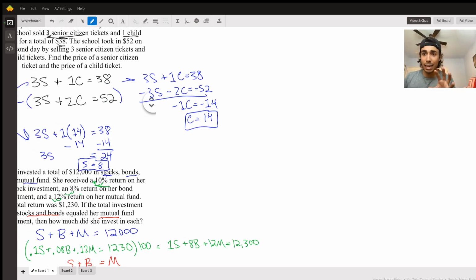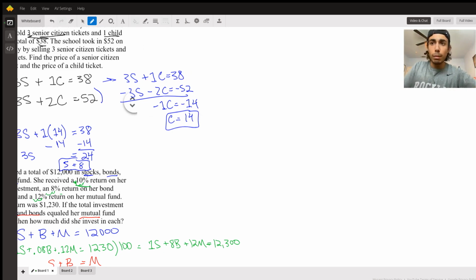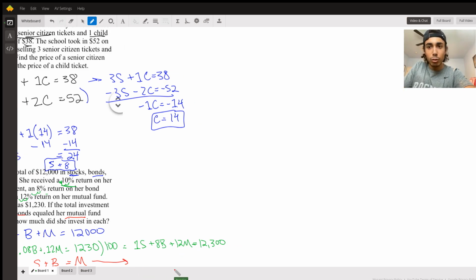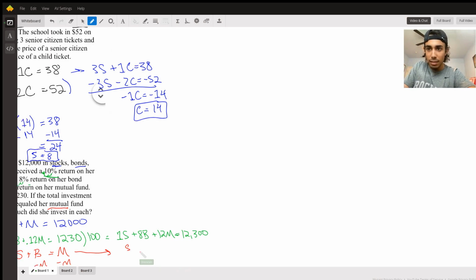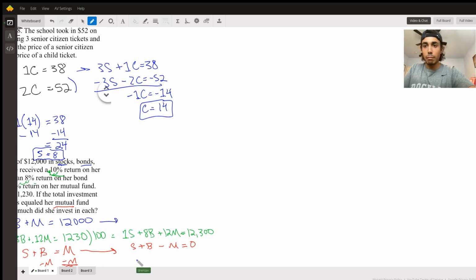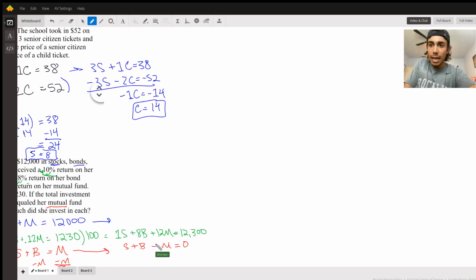Okay, the last thing I would do is on that red equation. Remember, if you watched my videos earlier, I always prefer to get all your variables on the same side. All right, so we're going to subtract m on both sides. So subtract m over here, subtract m over here. And I'm going to bring that over here. That's going to be s plus b minus m. And then m minus m is going to be 0. And then since I'm moving everything over, I'm just going to go ahead and bring that blue guy over as well. It was s plus b plus m equals 12,000.